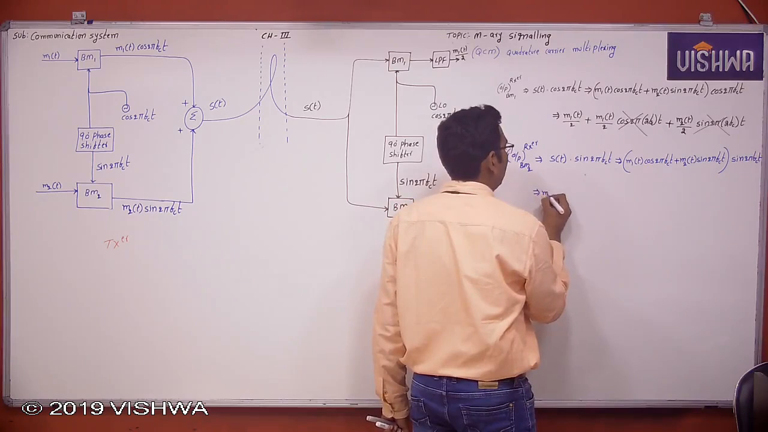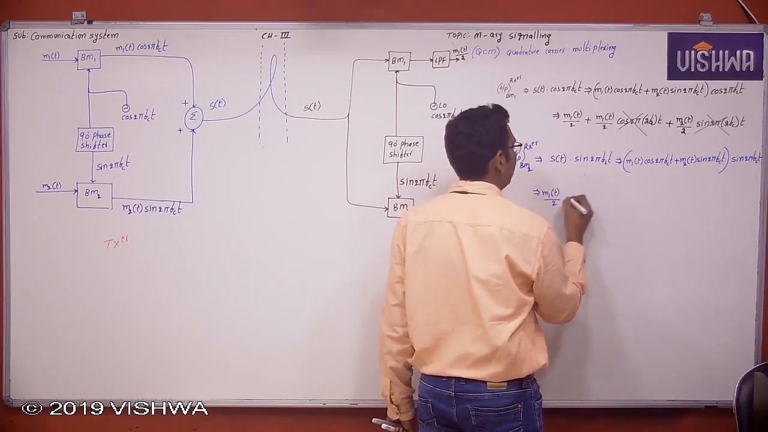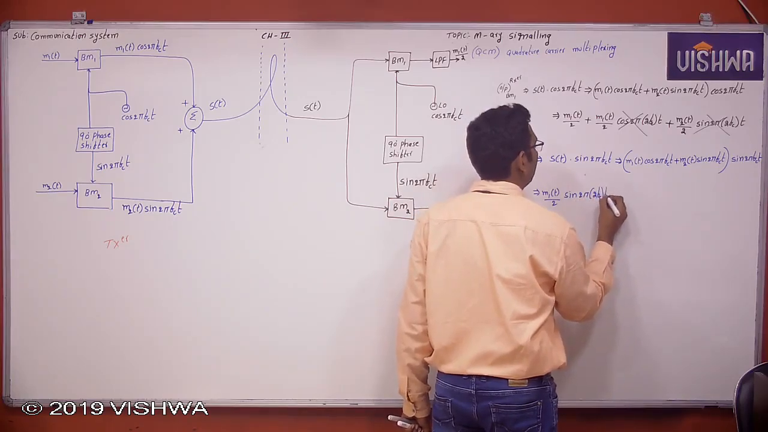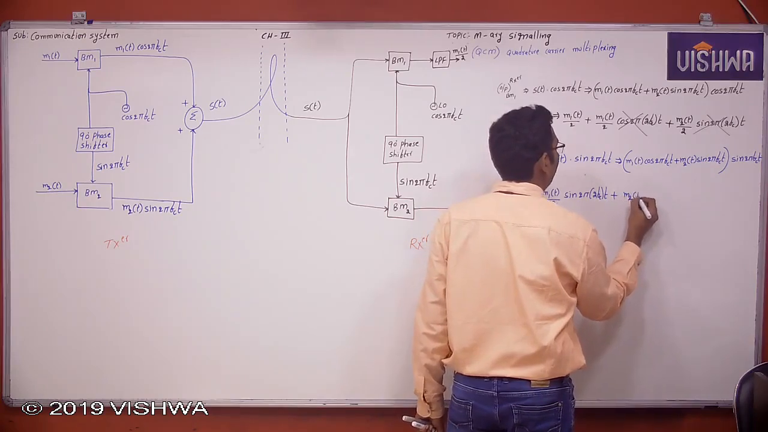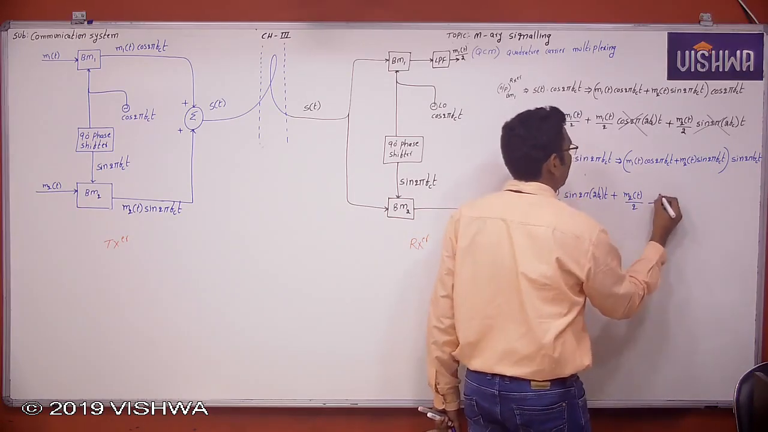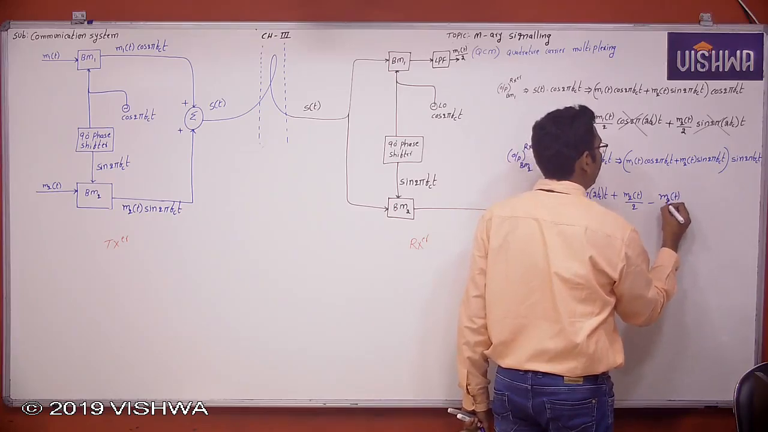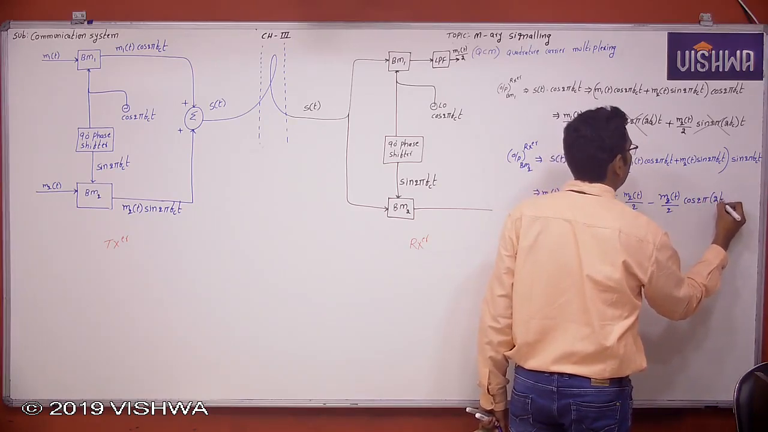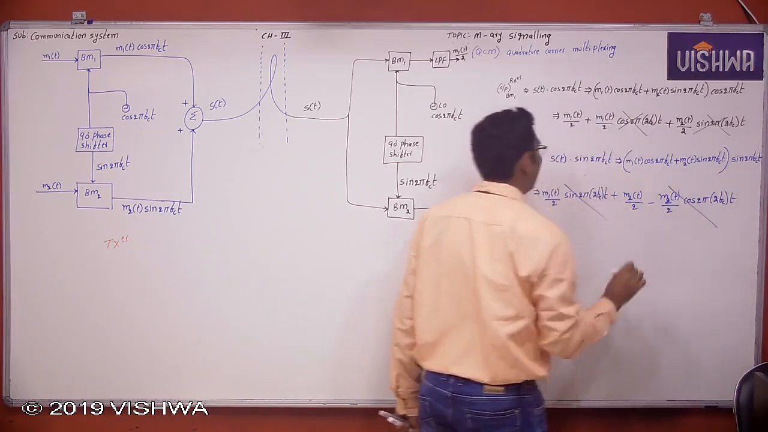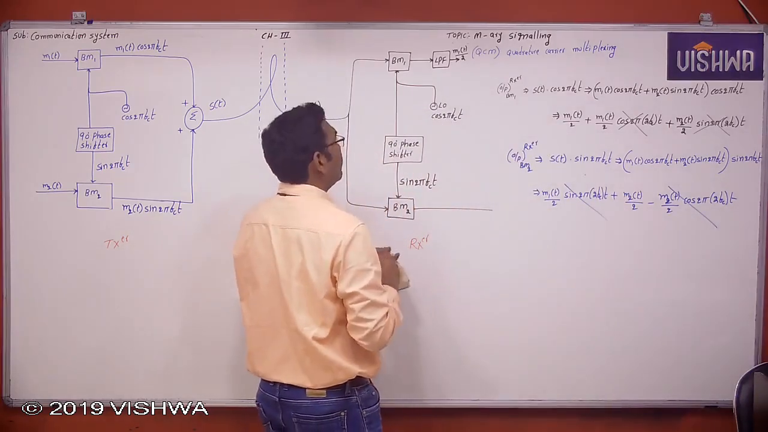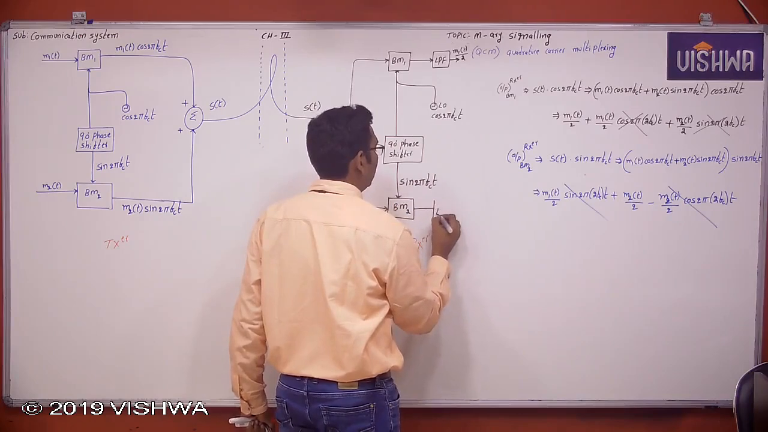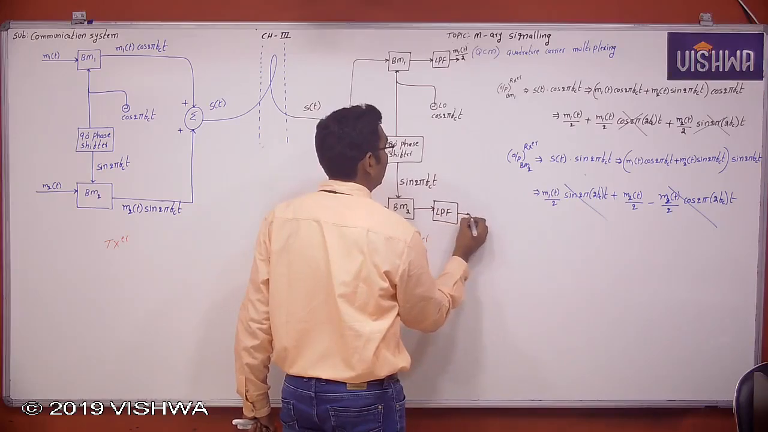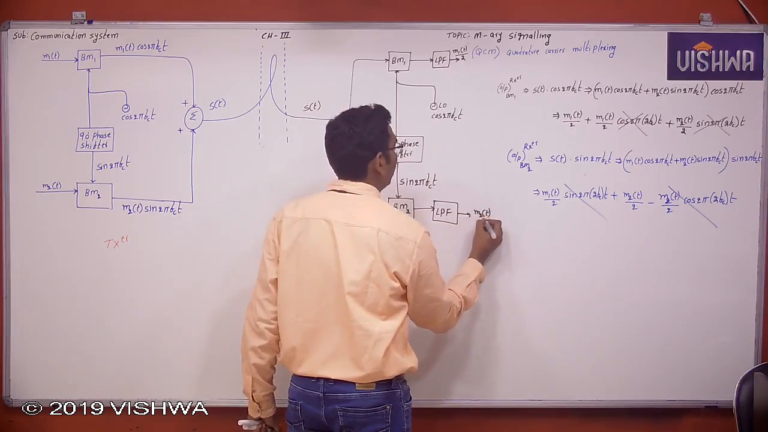Now, which is nothing but m1(t)/2 times 2 sin theta cos theta, that is sin 2 theta, into sin(2π·2fc·t), plus m2(t) sin square theta, which is (1 minus cos 2 theta)/2, times cos(2π·2fc·t). Then this is not allowed by our low pass filter. Now this is the low pass filter here. Now this low pass filter output is nothing but m2(t)/2.